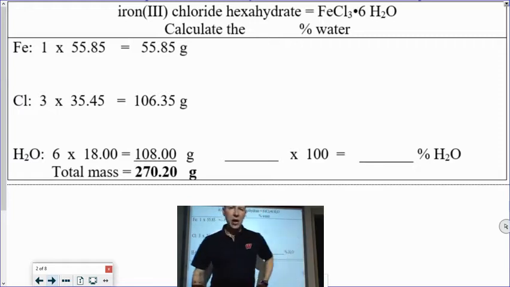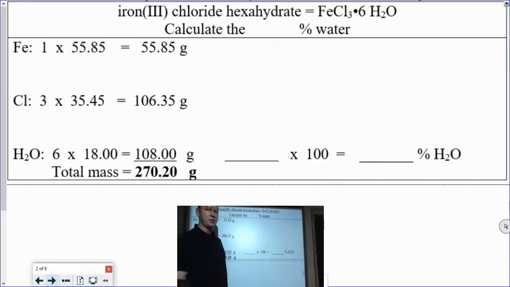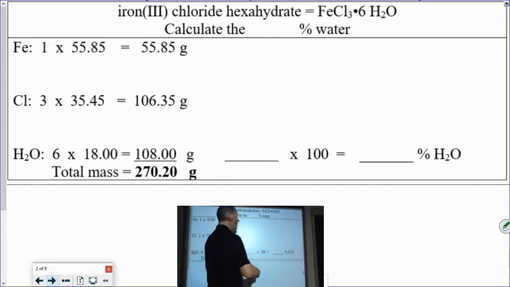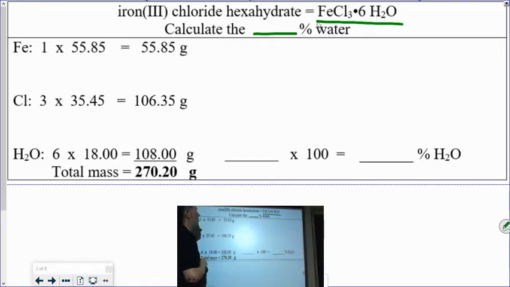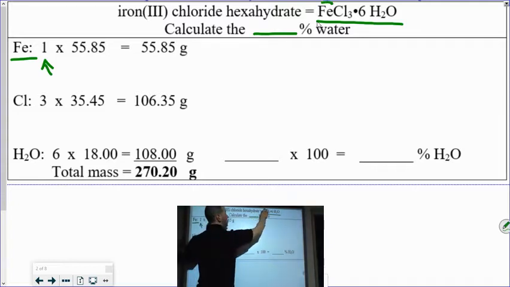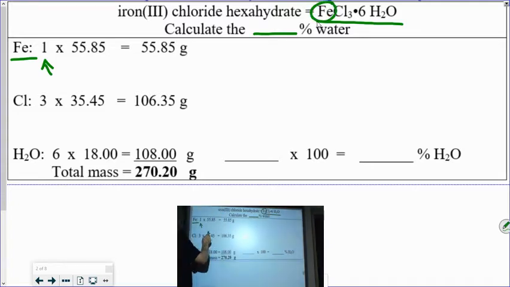So we're going to go over some math, and we're going to try to figure out the percent water in this compound. We're going to be doing it for iron 3 chloride hexahydrate. I have the formula right up here on top, and our goal is to calculate the percent water for this compound. So FeCl3, we take it, we break it apart. There's one Fe. And then I go to the periodic table and I get its molar mass. And this is the mass of the Fe in this compound.